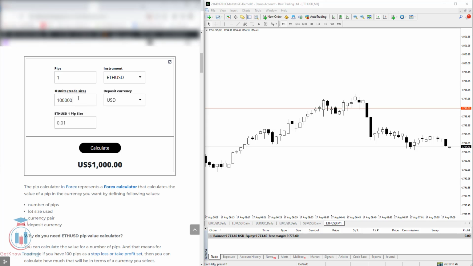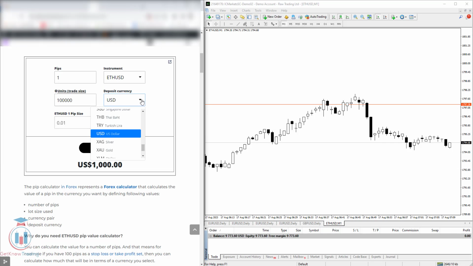Then you have the number of units. I have set that I would like to have 100,000 units, which is also equal to 1 lot for Forex pairs. But this one is crypto, it's not Forex, so I will change this value to another number I will show you later on. Then you have a deposit currency, and deposit currency represents what is the currency of your trading account on the trading platform. You can see here on the trading platform I have US dollar as a deposit currency, so I will leave US dollar as this one. If you have any other currency, simply change this one here by using a drop-down menu.